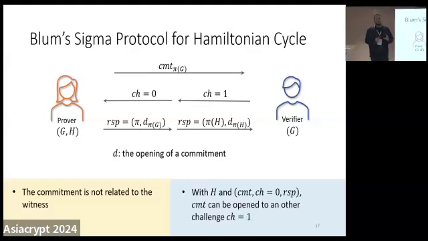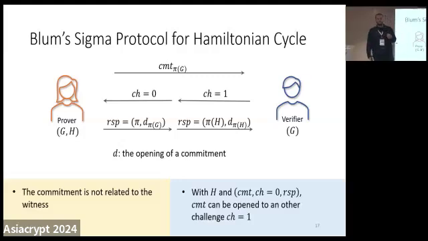Now let's see a Sigma protocol for the Hamiltonian circle introduced by Blum. The prover knows the graph and the Hamiltonian circle, and on the other hand, the verifier knows the graph. At the first step, the prover samples a permutation and commits to the permutation of the graph. The verifier has two choices: either to challenge with 0 or to challenge with 1.